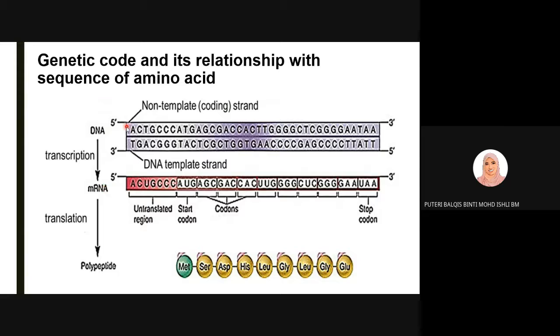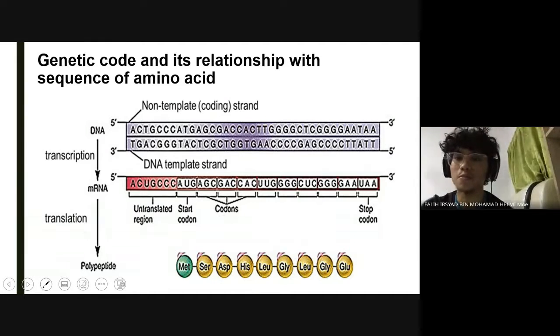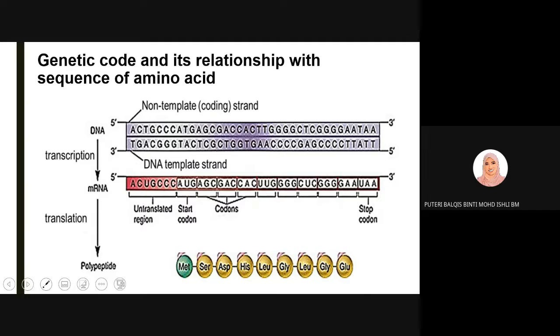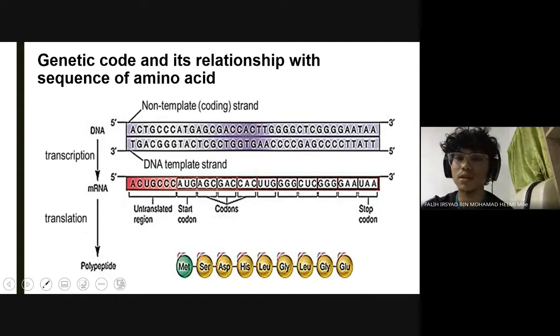So we have double stranded, we have non-template strand and DNA template strand. My question is, which strand that we going to copy? Strand yang atas ataupun strand yang bawah? Yang bawah, madam. Why yang bawah? Sebab nama dia template. Alright, very good.